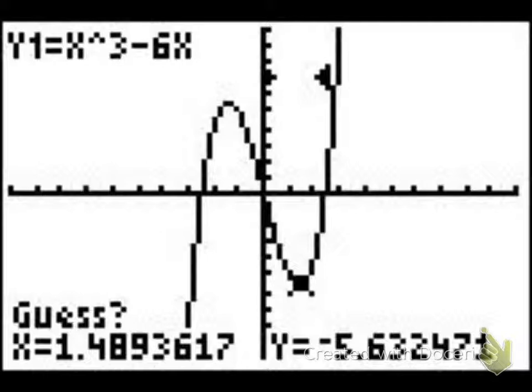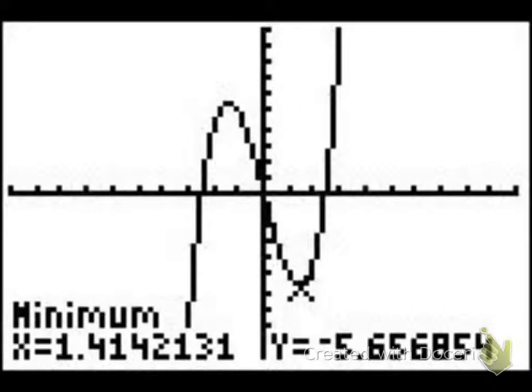Then you're going to guess. So you're going to take your cursor to the lowest point for the minimum or the highest point, wherever you're trying to find. And you're going to hit enter for guess. Then it's going to come back and tell you what the ordered pair is. So the minimum for this function is actually 1.41, comma, negative 5.66. So my approximation earlier, I said 1.5, comma, negative 5.5. So I was close, but this is the exact minimum of this function. You can do the same operations for minimum, maximum, and zero, and you'll get the same thing.